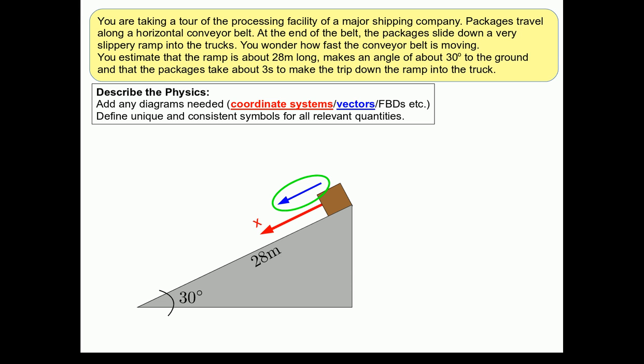So now my coordinate system matches the properties of the problem. The x and the y-axes have to be perpendicular to each other, so I'm going to make the y-axis come off perpendicular to the ramp.